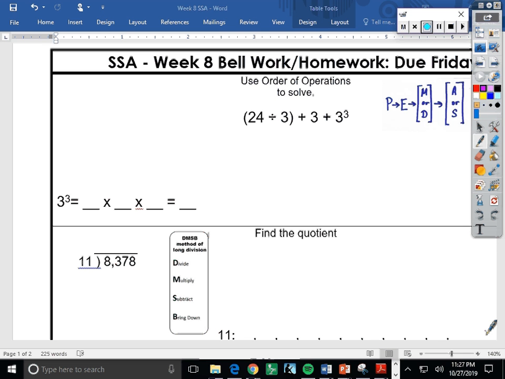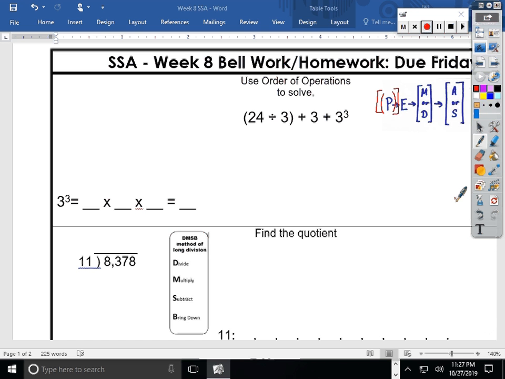So taking a look at the first problem here, it says use order of operations to solve. And lots of us remember an acronym. We remember the silly saying, please excuse my dear Aunt Sally. And if you look over here to the right, I've given you some clues. So this P stands for parentheses or some type of grouping symbol. So sometimes we're going to see more like a bracket situation.